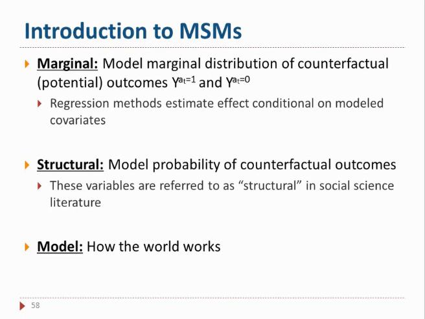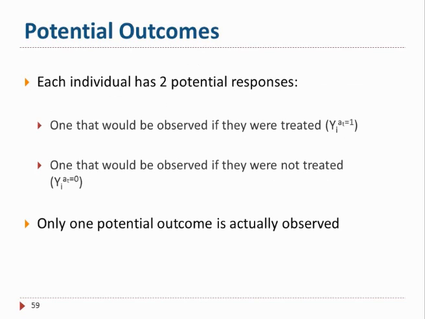So like DAGs, the name marginal structural model has a very specific definition. Marginal comes from the fact that we're modeling the marginal distribution. In typical regression methods, we're estimating conditional effects. And we'll talk about what a counterfactual or potential outcome is. But they're titled structural models because we're modeling this probability of counterfactual outcomes. And this term comes from the social science literature. And it's a model because it's showing how we think the world works.